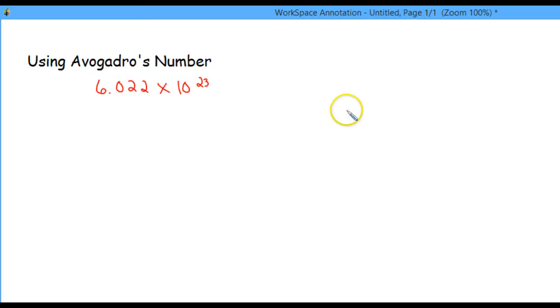Well, if you know that 12 equals 1 dozen, you can use that same idea to say that 6.022 times 10 to the 23rd equals 1 mole. And moles are what we use in most of our calculations in chemistry. So we're going to look at some conversions between number of individuals and number of moles.